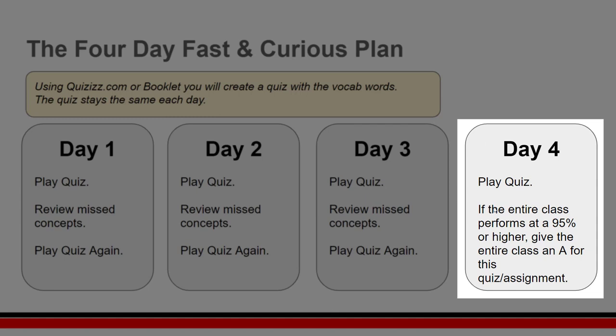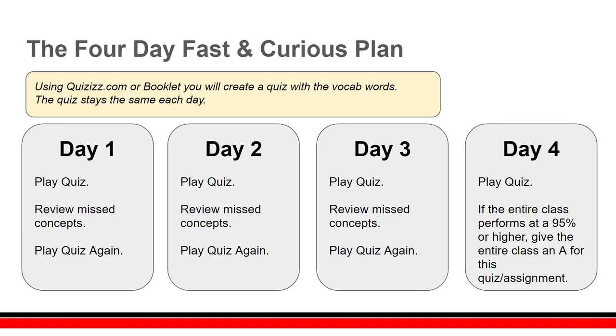Day 4 is what is different. The students are going to play the quiz 1 time. If the entire class performs at a 95% or higher, or if you want to say 90% or higher, you're going to give the entire class an A for this quiz or assignment.